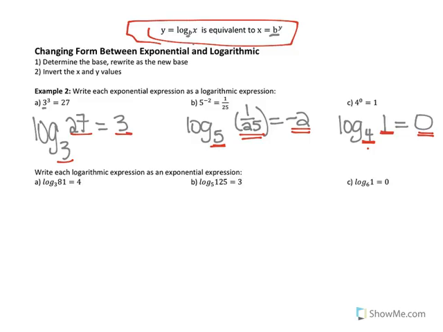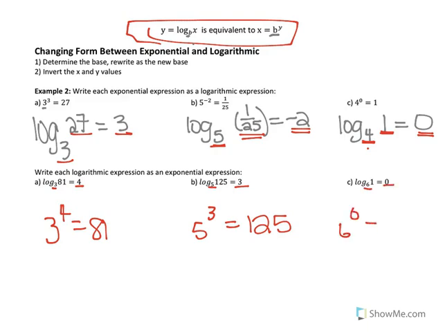Let's go backwards now. So we're going to start with the base. So 3 to the power of 4 makes 81. That's how we evaluate that. 5 to the power of 3 makes 125. 6 to the power of 0 makes 1, and it works both ways. So let's use this to evaluate some logarithms.